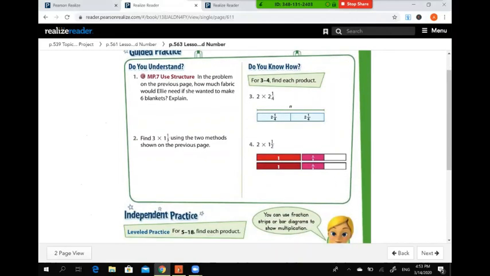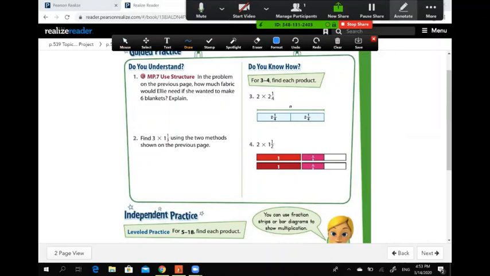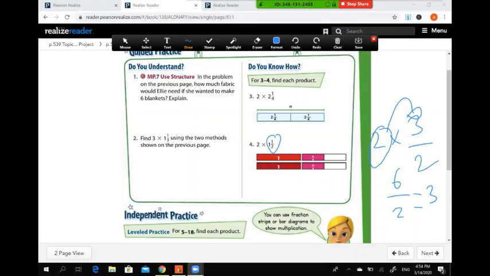Question number 4. 2 times 1 1/2, the same. So 1 1/2, I will make it a fraction. I will multiply the denominator with the whole number, 2 times 1, 2, plus the numerator 1, 3. So 2 times 3 over 2. Then I will multiply the whole number by the numerator, gives me 6 over 2. As we know, 6 over 2 is equal to 3. Okay, let's move to the next page.